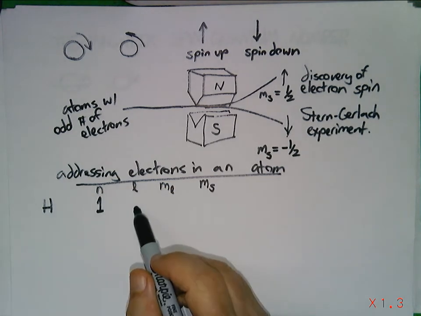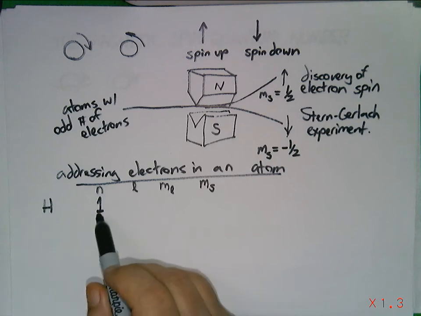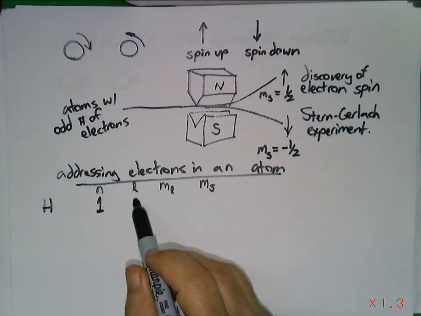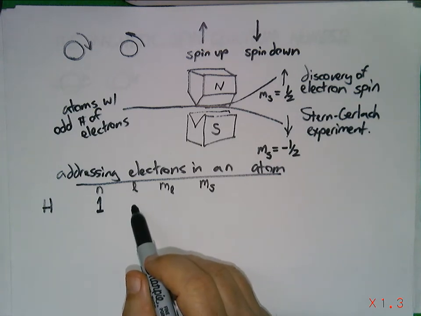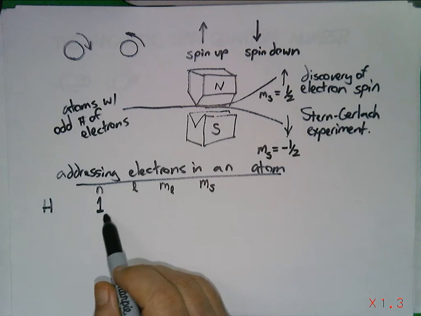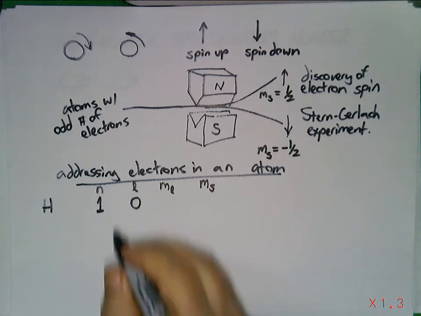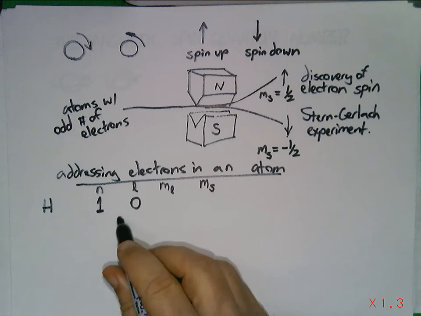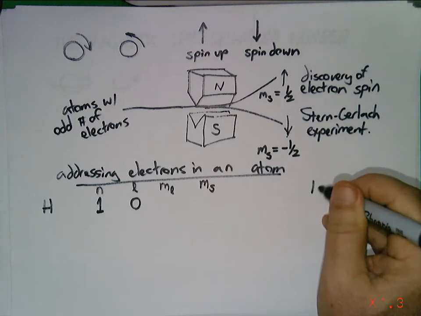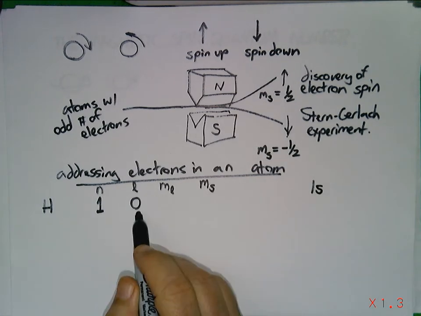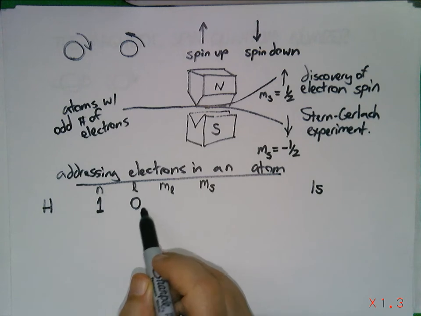Alright, so what's the L value that goes with that? Well, L can be anywhere from 0 up to n minus 1. 1 minus 1 is 0, so it's got to be 0. So basically what we have here is a 1s subshell. 1s is the code for L equals 0.